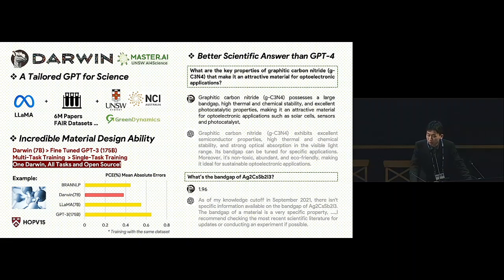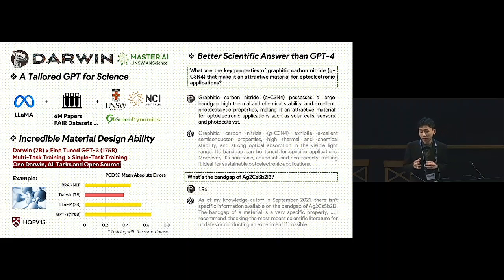So let me introduce DARWIN. This is a tailored GPT for science. We train with the Llama model from Meta with 6 million papers and a lot of FAIR data sets, including inorganic materials band gap, solubility of organic compounds, and a lot of other interesting information, including single phase or multi-phase of the metal. So we train all of them and make that model happen.